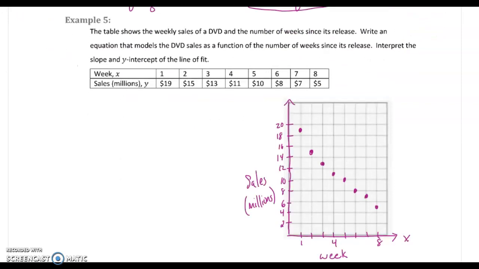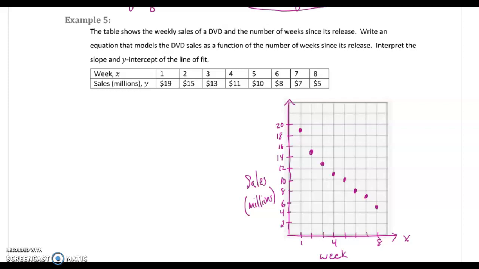Okay, so I went ahead and graphed this table. So on the x-axis I have weeks. It goes 1 through 8. I'm going by ones. And on the y-axis I have sales in millions, and I'm going by twos to make sure it fits. And then I graphed the table as a scatter plot. Go ahead and pause your video and complete your graph now.